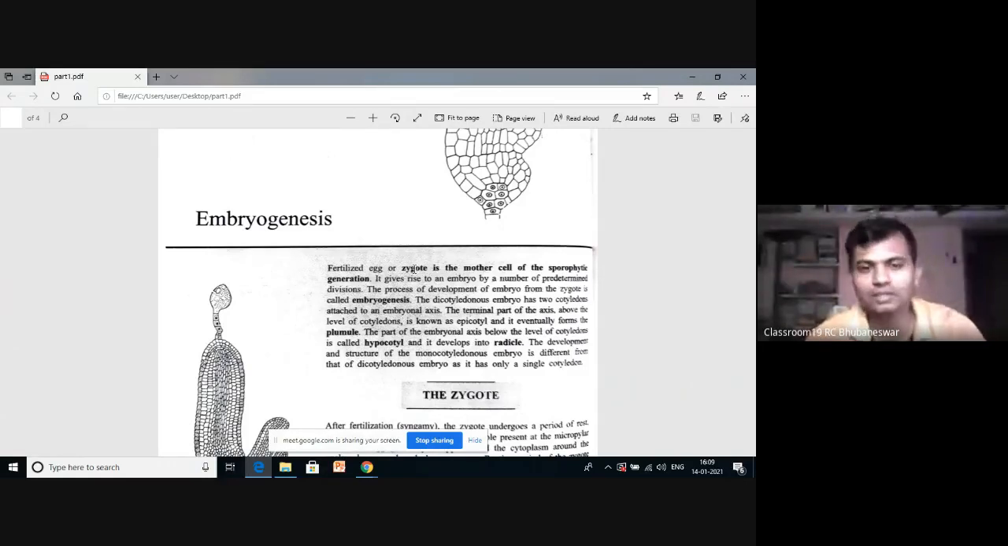Embryo means what? First, the male gamete and the female gamete combine to form the zygote. The zygote in the course of development forms the embryo. You may say that the small miniature or immature plant found inside the seed is known as an embryo.